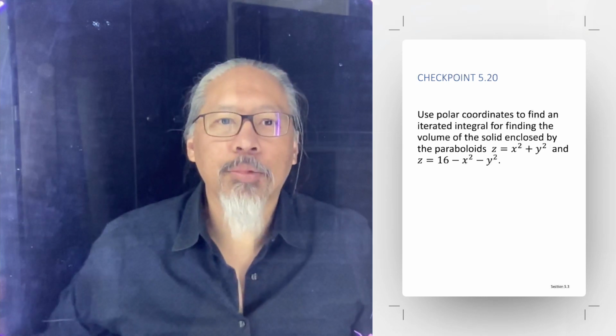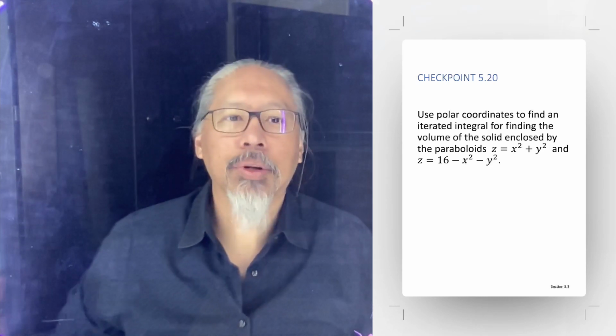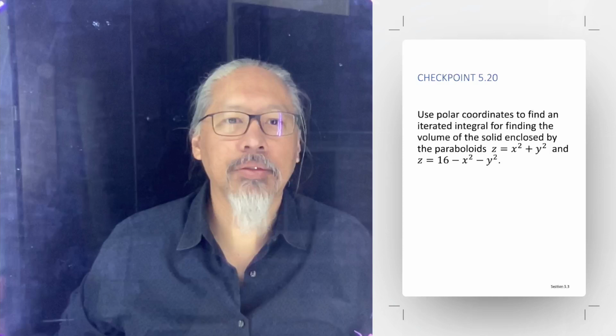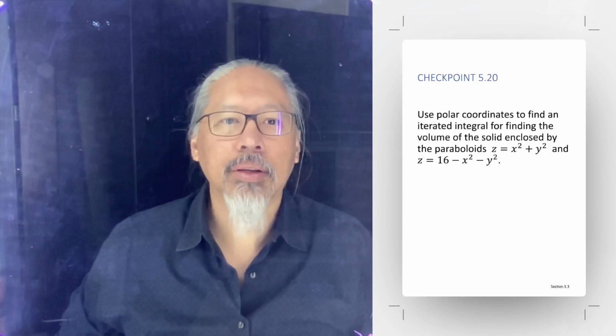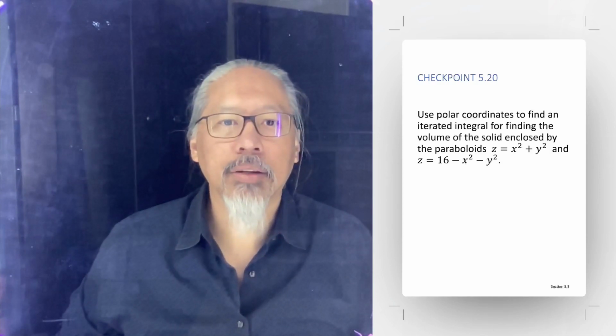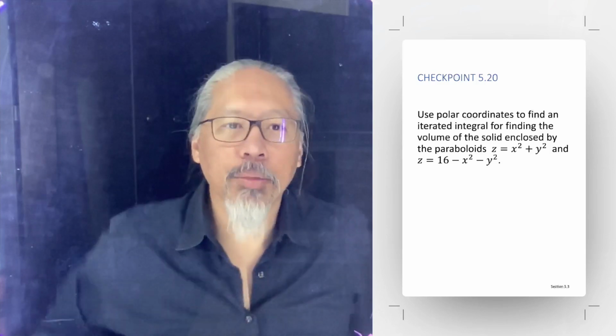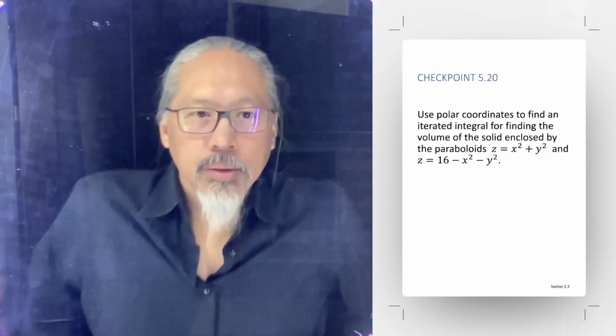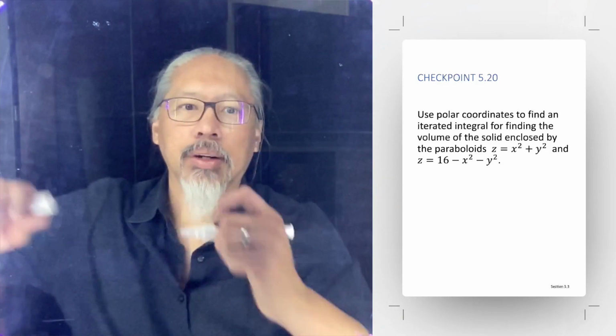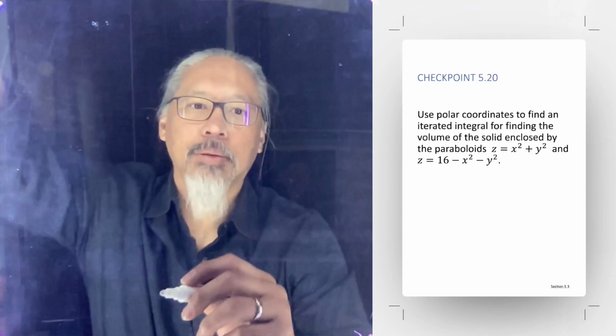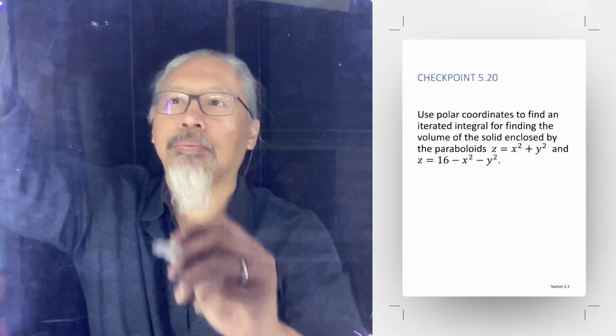Hello, we're doing checkpoint 5.20. They want us to use polar coordinates to find an iterated integral and then find the volume of the solid enclosed by the paraboloids z equals x squared plus y squared, and z equals 16 minus x squared minus y squared.